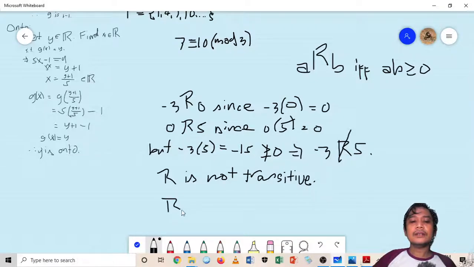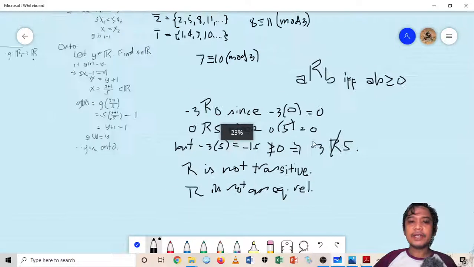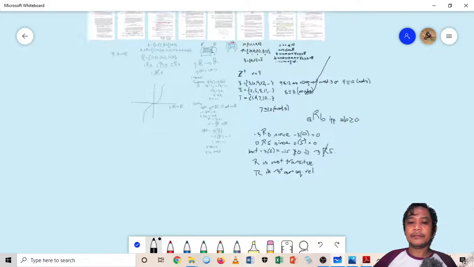Meaning, the relation is not an equivalence relation because one of the properties was not satisfied. Okay? Oops, sorry.